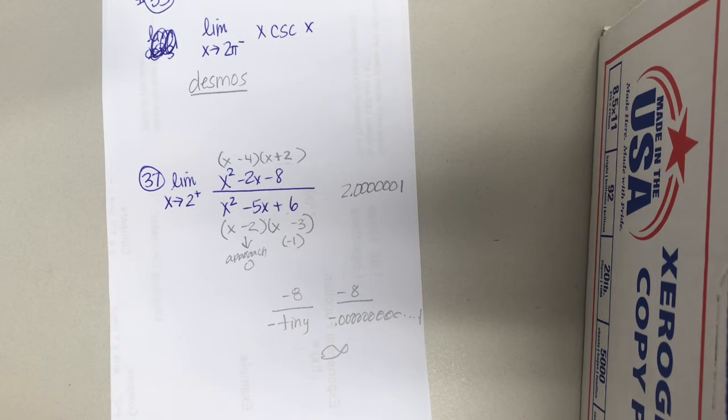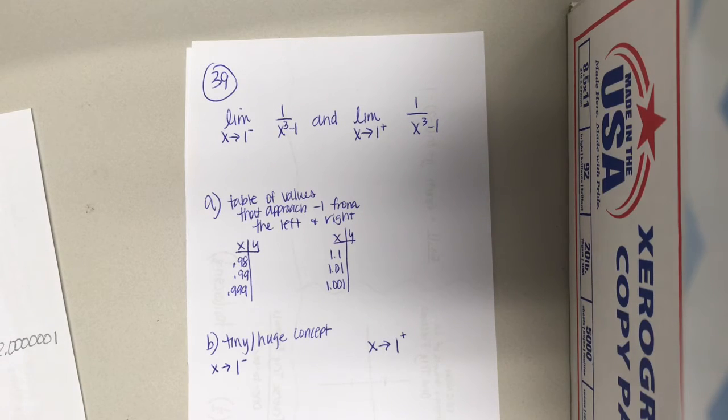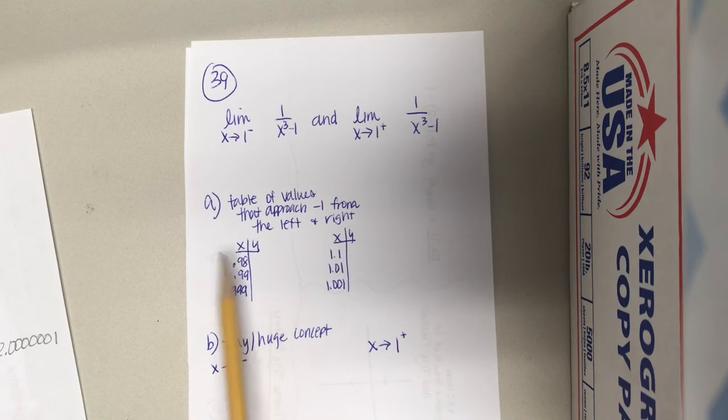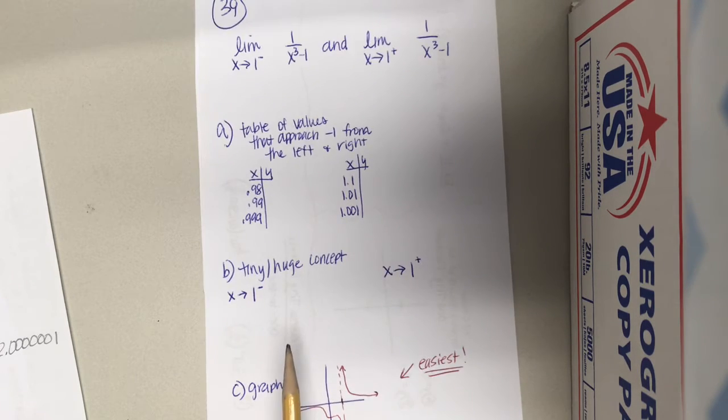And finally, number 39, I'll do in the next clip. And here's some help with number 39. So they want you to find the limit as x approaches 1 from the left and as x approaches 1 from the right. And they want you to, in part A, use a table of values. In part B, use that tiny, huge concept. And then part C is the graph.